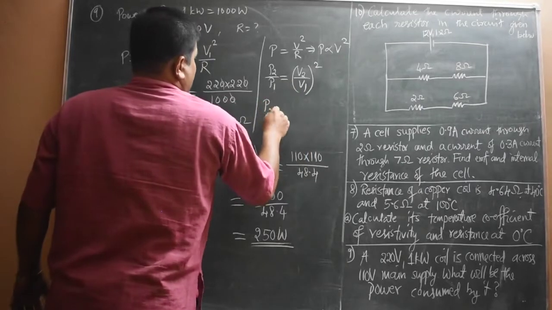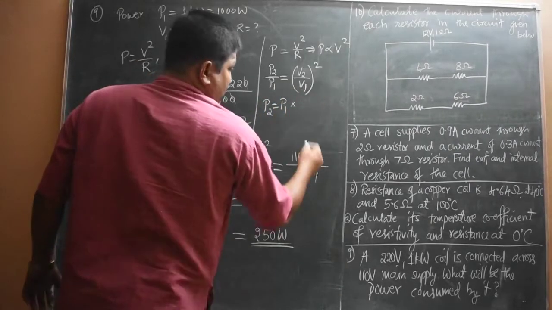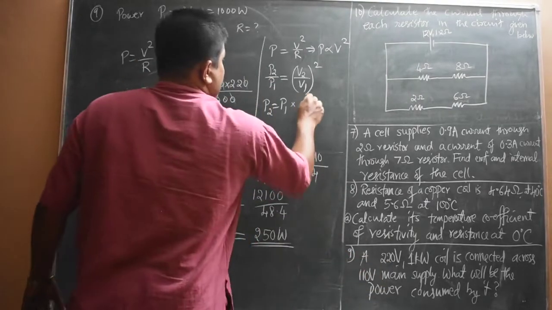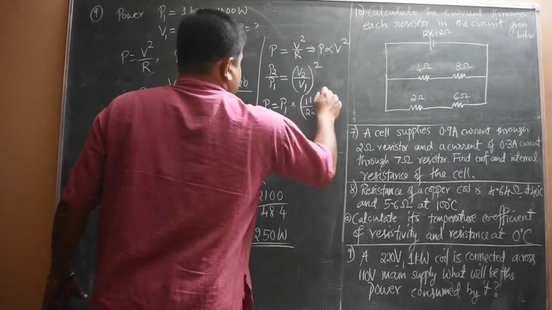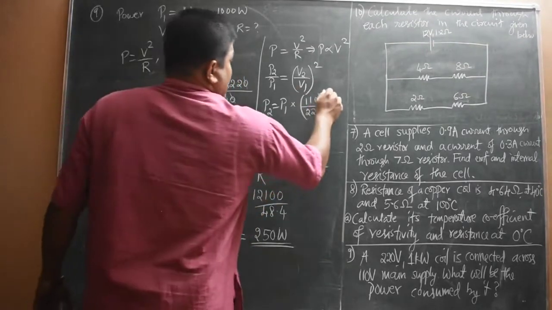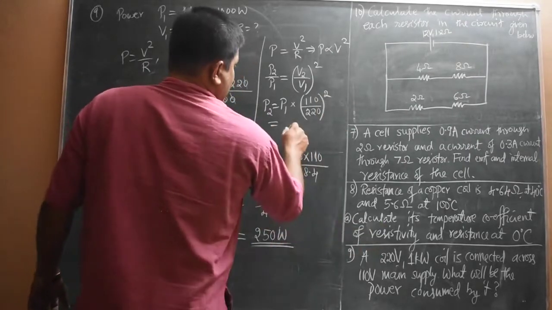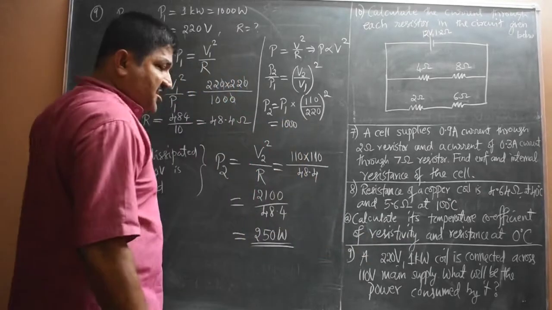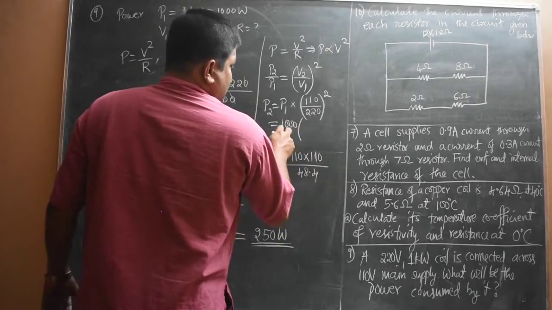So P2 equals P1 into (V2 by V1) squared. In the second case, the voltage applied is 110, so 110 divided by 220, the actual operating voltage in the first case, and then the square of this. Now the P1 value, the actual power dissipated, is 1000 watt in the standard operating conditions, that is when 220 volt is applied. Okay, so 1000 watt.